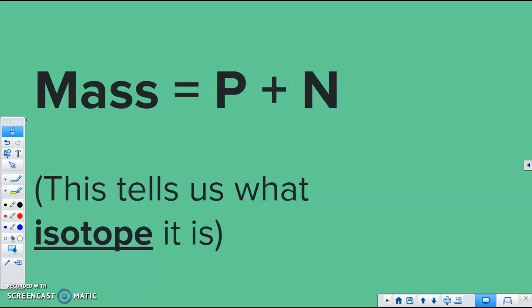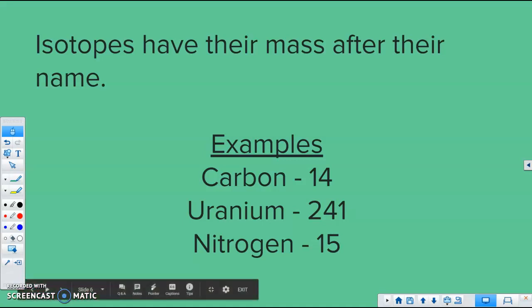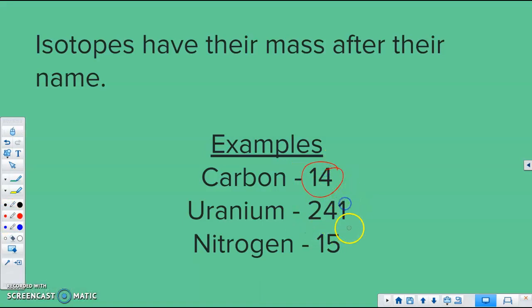Okay, so it brings us to an important equation. Mass equals protons plus neutrons. This tells us what isotope of a particular element that we're looking at. Isotopes, like you just saw, have their mass listed after their name, usually. So some examples, carbon-14, uranium-241, nitrogen-15. If you see that number that comes after the element name, that tells you the mass of that particular isotope of that element.